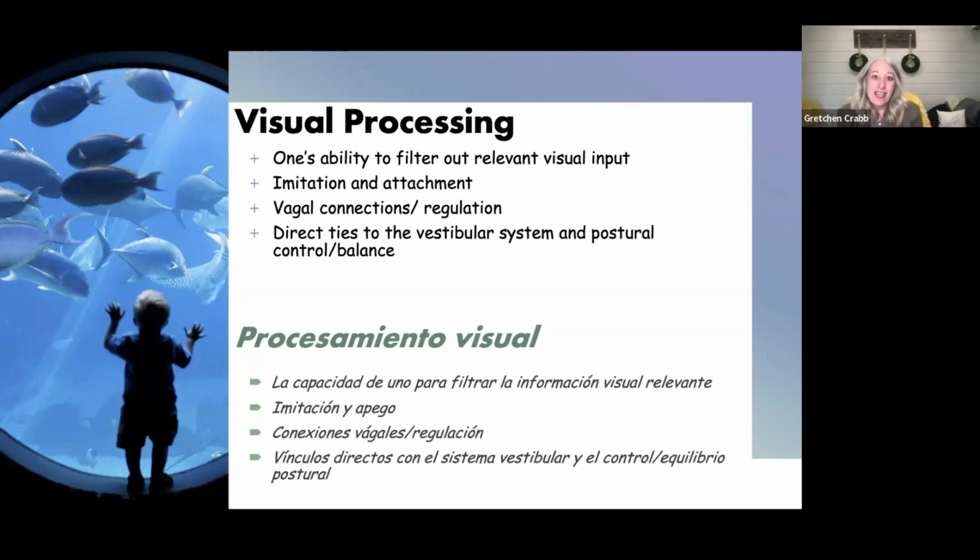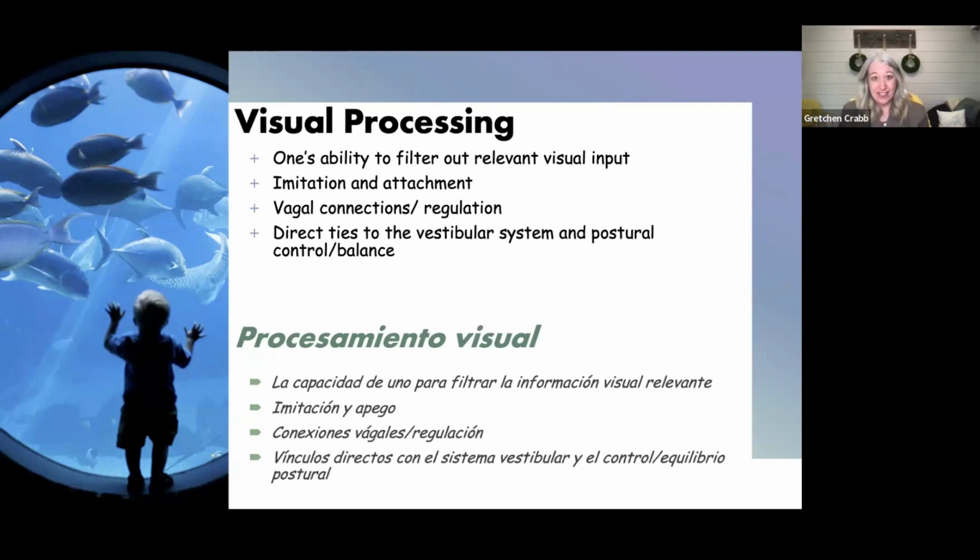There are direct ties to our visual processing, to our vestibular system, again, to our sense of movement, and our postural control and balance. I talked about that a little bit before here as well. I should also mention that there are individuals who are hyposensitive to visual processing, and all of these are great. None of these are pathological, good or bad, or in between. It's just how we're created as humans.